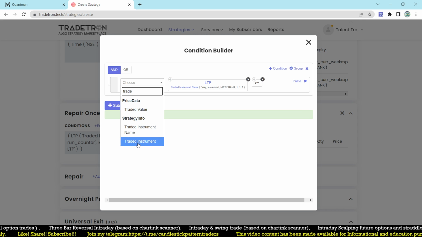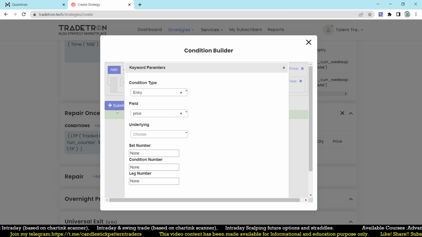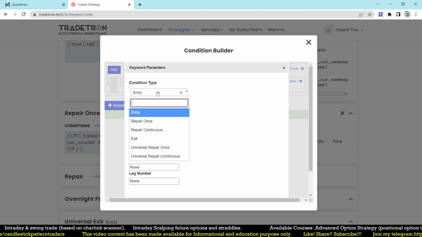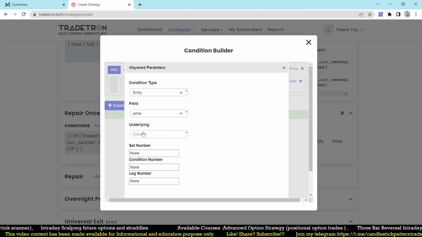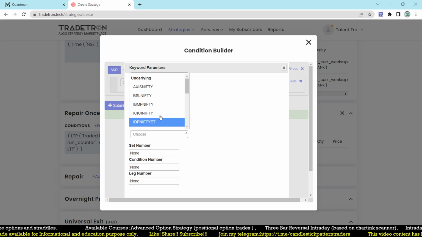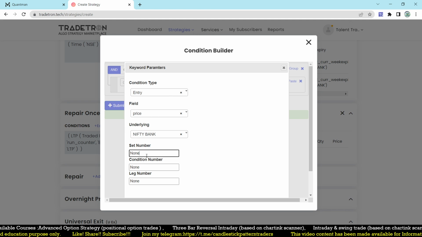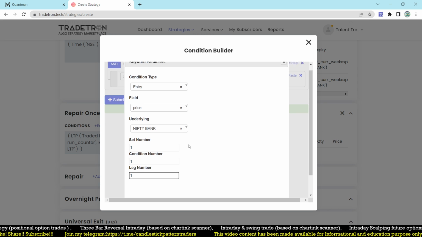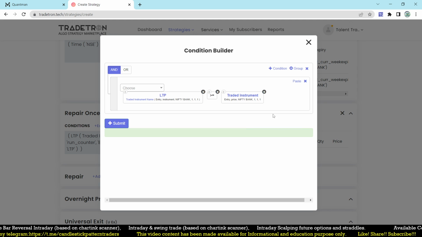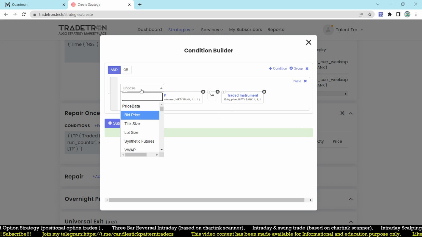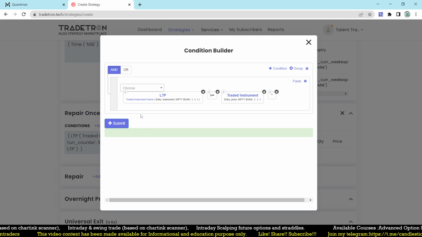Initially we created the LTP price of that Bank Nifty. Now we are taking the entry price, the traded instrument entry price. We got the entry price and the underlying asset Nifty Bank, with set number 1, leg number 1 and condition number 1. So we added it. What it measures is that the traded instrument recalls the entry price. So we take the entry price, and the LTP must be greater than or equal to the entry price multiplied by the percentage.